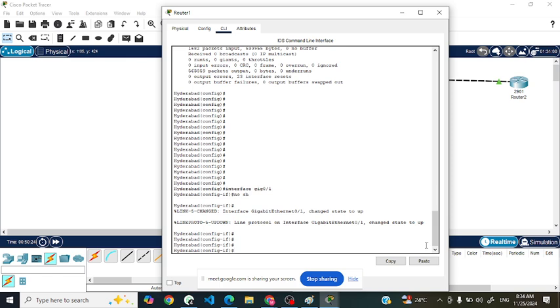So here I am configuring the IP address. What was the IP address we configured on router 2? 10.0.0.6, I think. 5 or 6? It was 6. So we can use 5 here. Guys, any doubt you can ask me, I will explain.